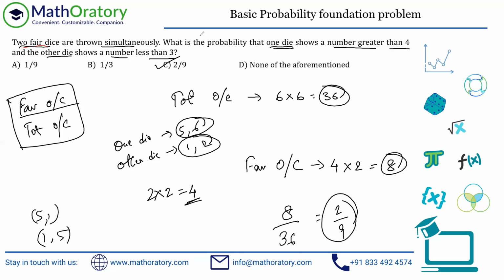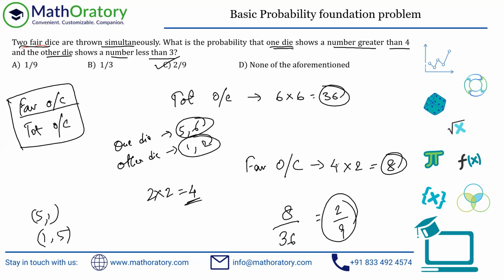So pretty straightforward question. Just be careful in these kinds of cases. Don't mark the answer as 1 by 9. If you forget to multiply by this 2, then you will make that mistake. So if you tend to make those mistakes, just think in the way I mentioned. Think about the total outcomes that you have considered, whether you have considered both 5, 1 and 1, 5 in the total outcomes as well. If you have, then you should consider it here as well, because the question doesn't say the first die should get the 5 or more than 4, and the second die should get less than 3. It just says one die should have a number greater than 4, and the other die should have a number less than 3. So yeah, that's it for this problem.